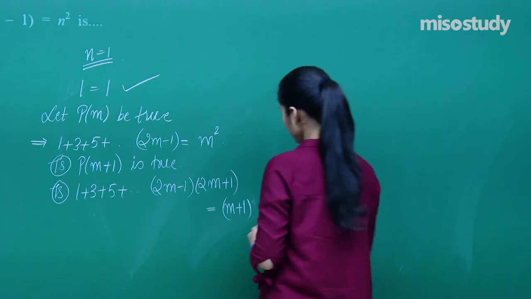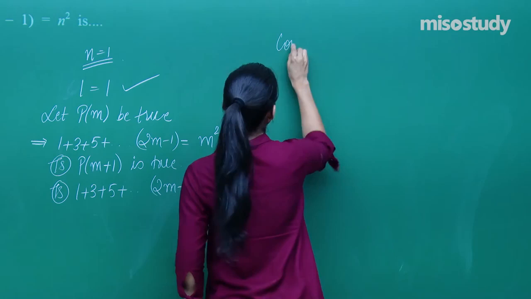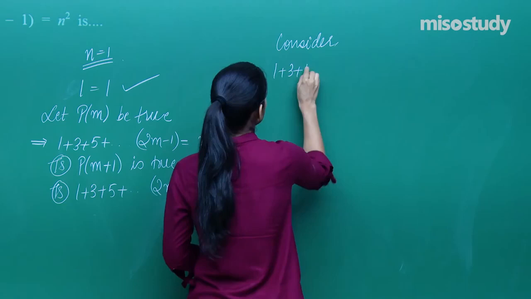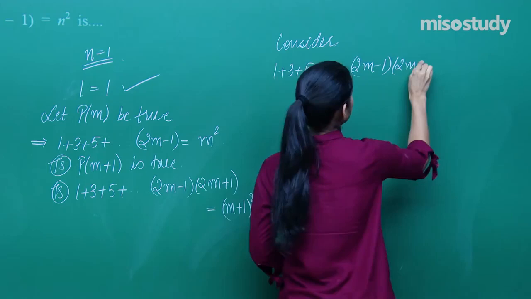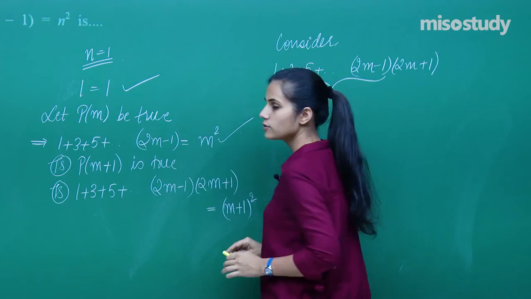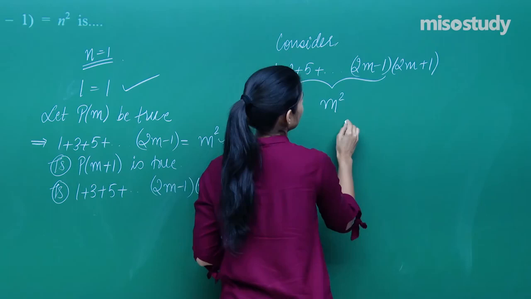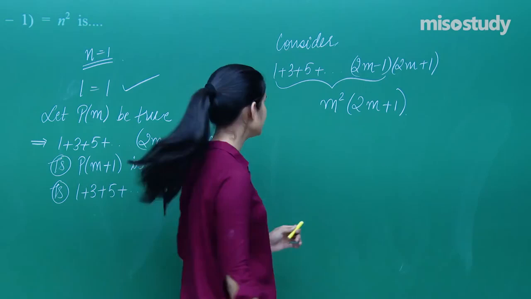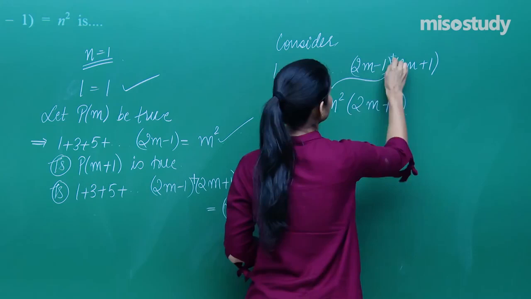Now, if I have to show this, consider the left hand side. You have 1 plus 3 plus 5 plus 2m minus 1, plus 2m plus 1. From 1 to 2m minus 1, I can use the induction hypothesis, which is that 1 plus 3 plus 5 plus up to 2m minus 1 is m square. So I can write this straight away as m square plus 2m plus 1. This is plus actually over here. Right? Everything is with a plus sign.